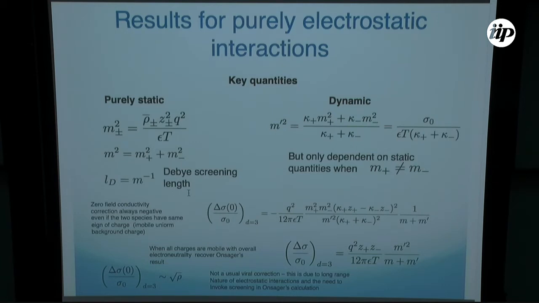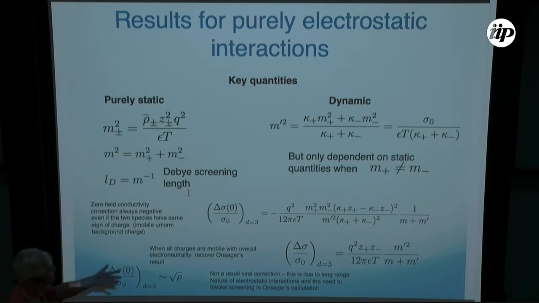So the key quantities, what do you find here? You find something which I'm going to call m squared. So m plus and minus squared are the components of the Debye mass, the inverse screening length coming from each species. So you find these here. So this is the total Debye mass squared. And you also find dynamical quantities, okay? So we have m prime squared, which is like a weighted Debye mass with the diffusion constants of the conductivities, okay? And that's related to the bare diffusion constant, sigma zero, the diffusion constant you would naively have if there were no interactions.